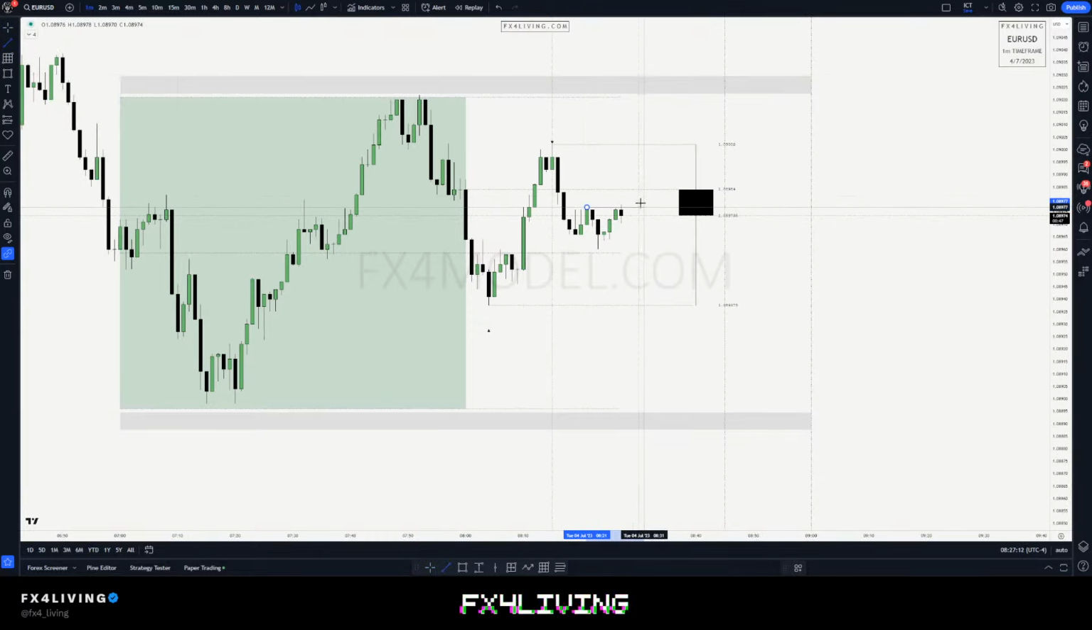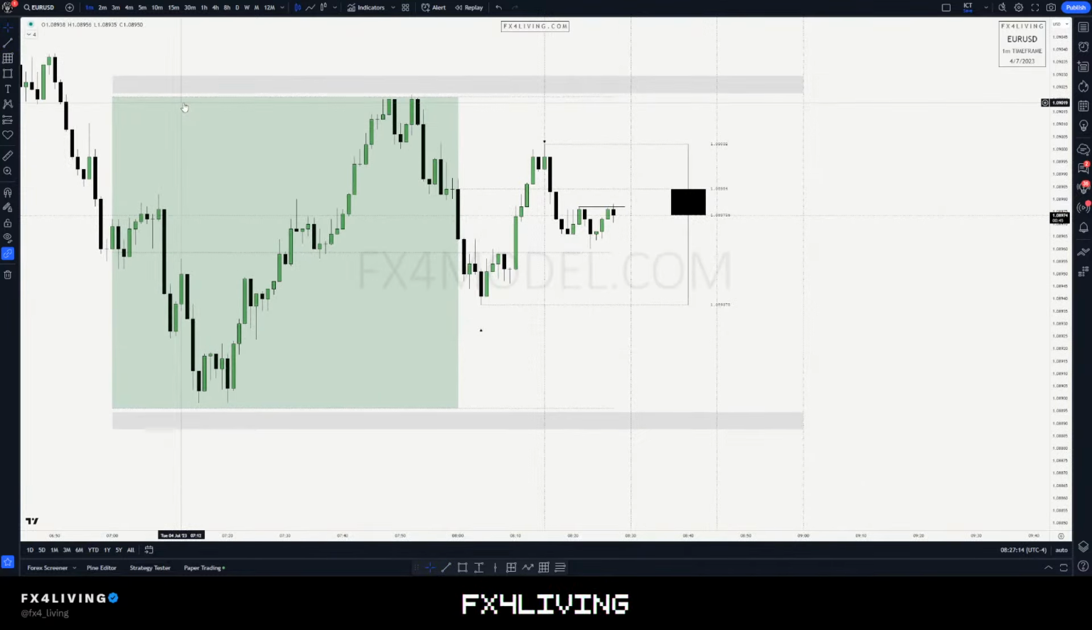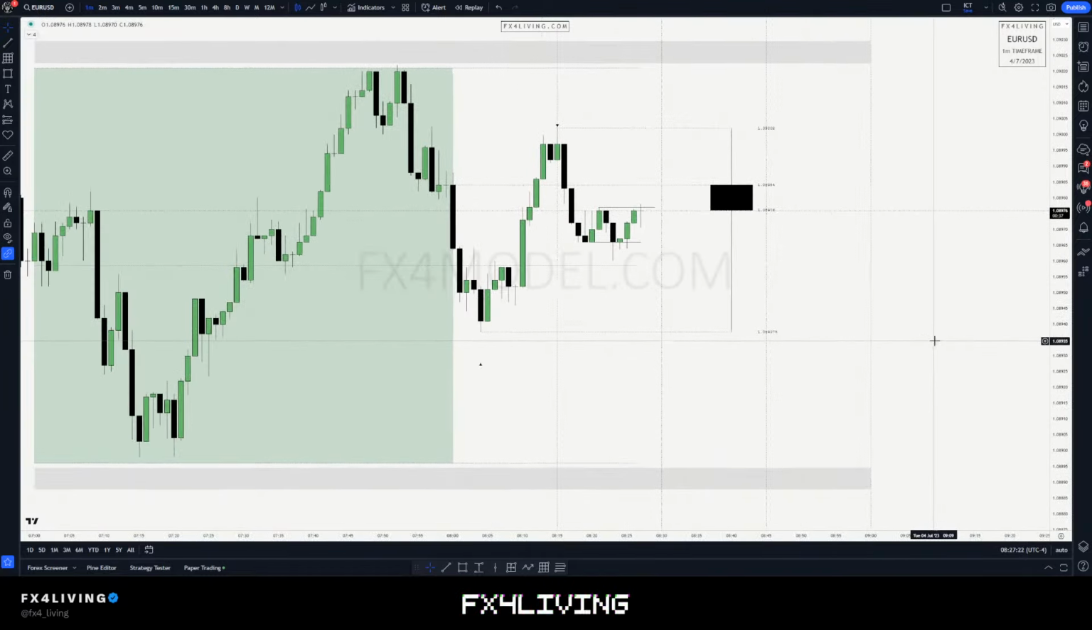I can plot something all the time, but look, this low got taken out. It's a very, very small trading range.